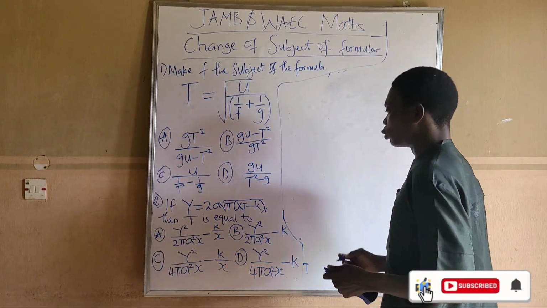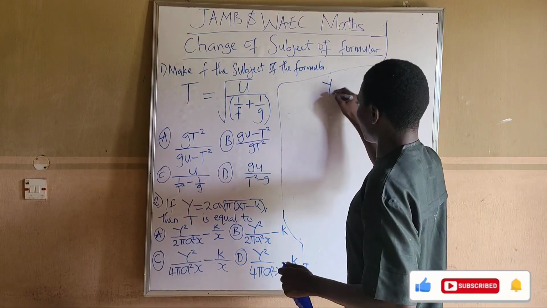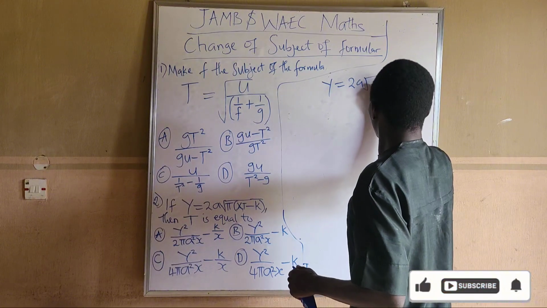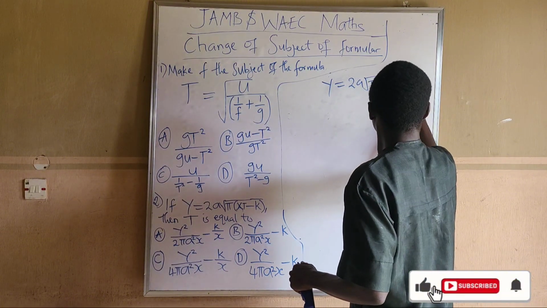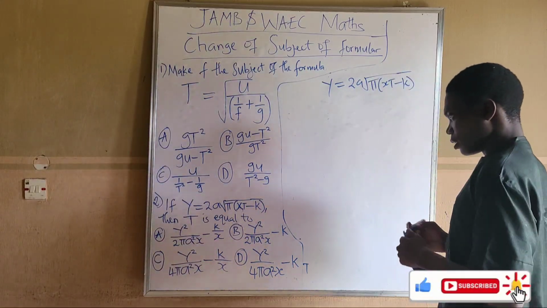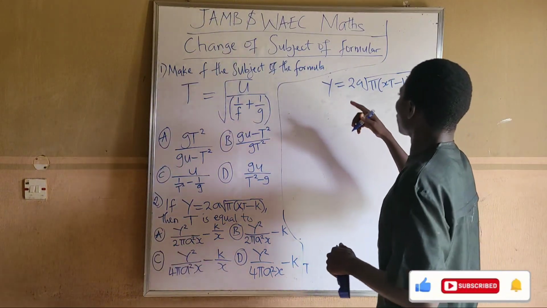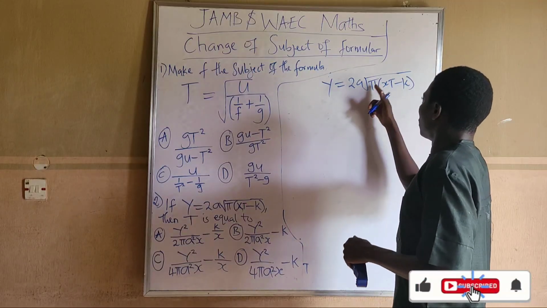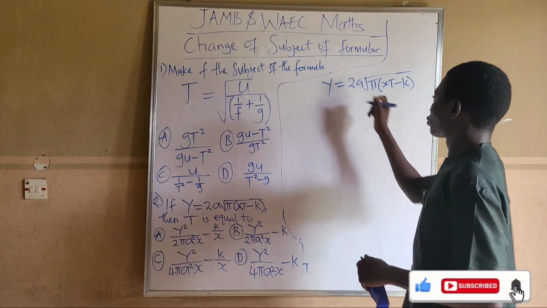So for question number 2, we have y equals to 2a square root of pi into bracket xt minus k. All right, we have to make t subject of the formula. So don't forget what I told you while we were solving question number 1, that if you have to cancel square roots, you square both sides. Okay, so try to square both sides.